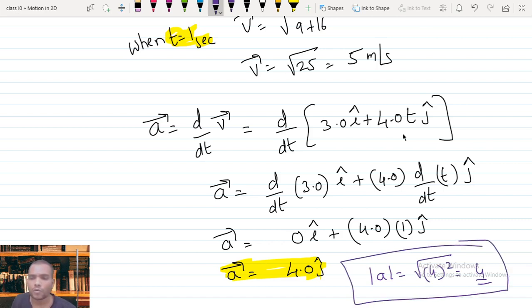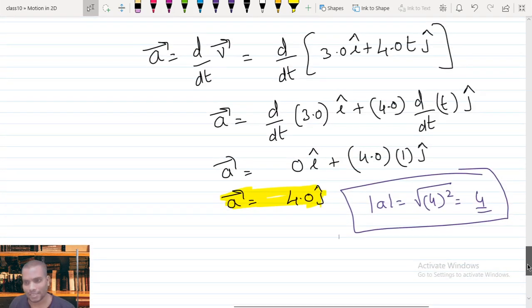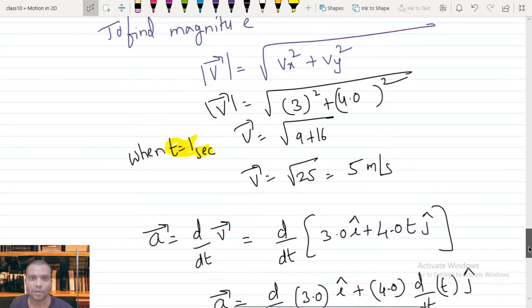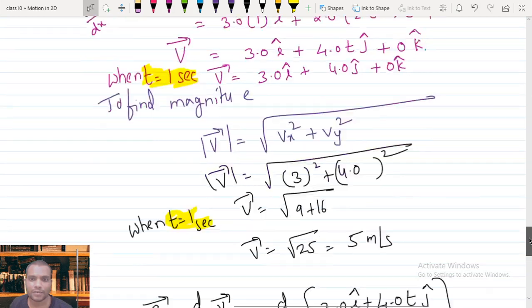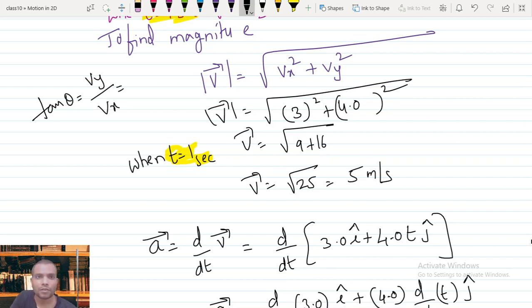So this is how we apply vectors to a given situation. In this situation, we figured out the given position vector, velocity and its vector magnitude, and acceleration and its vector magnitude. How can you find the velocity vector direction? To find the direction, we need to find tan theta. Tan theta equals the velocity y component upon the velocity x component. At t equal to 1 second, the velocity y component is 4.0 upon 3.0. So tan theta equals 4 by 3. So this is the direction.